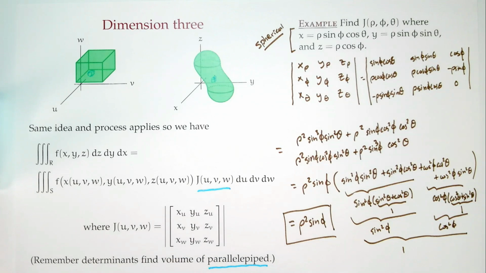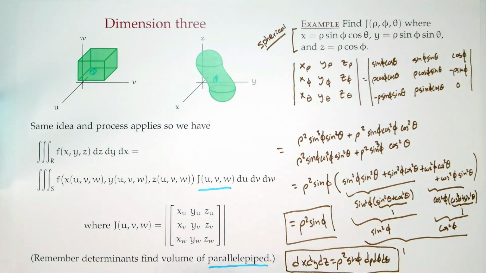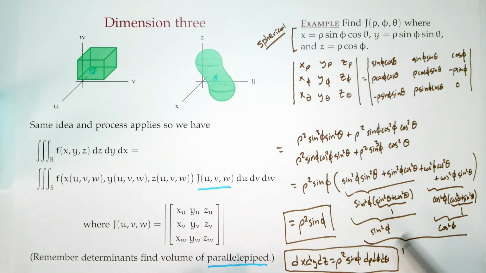And therefore, what do we conclude? Well, we conclude that dx, dy, dz is our Jacobian term, which we can say is rho squared sine of phi, d rho, d phi, d theta. So that justifies what we did last time. So now we know where that rho squared sine of phi comes from. It comes from our Jacobian.